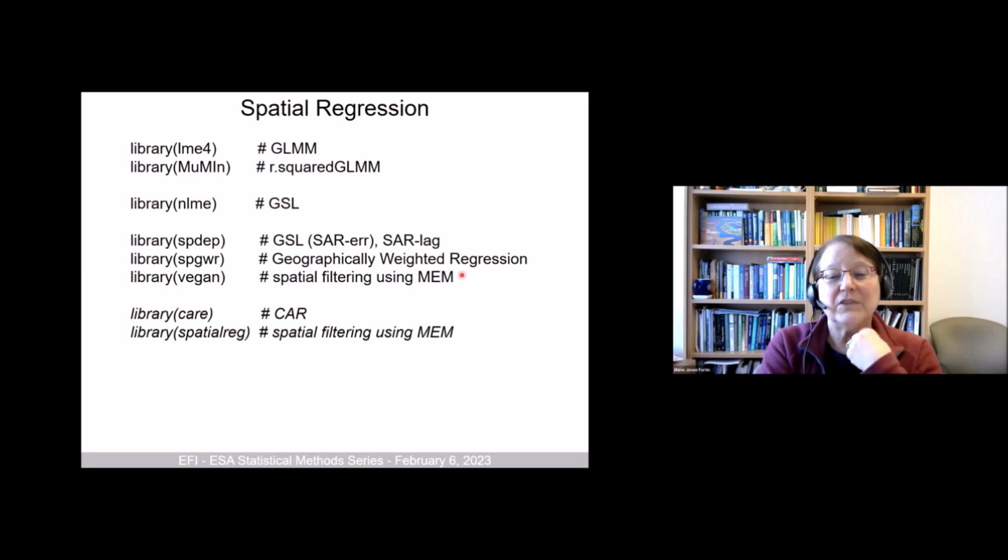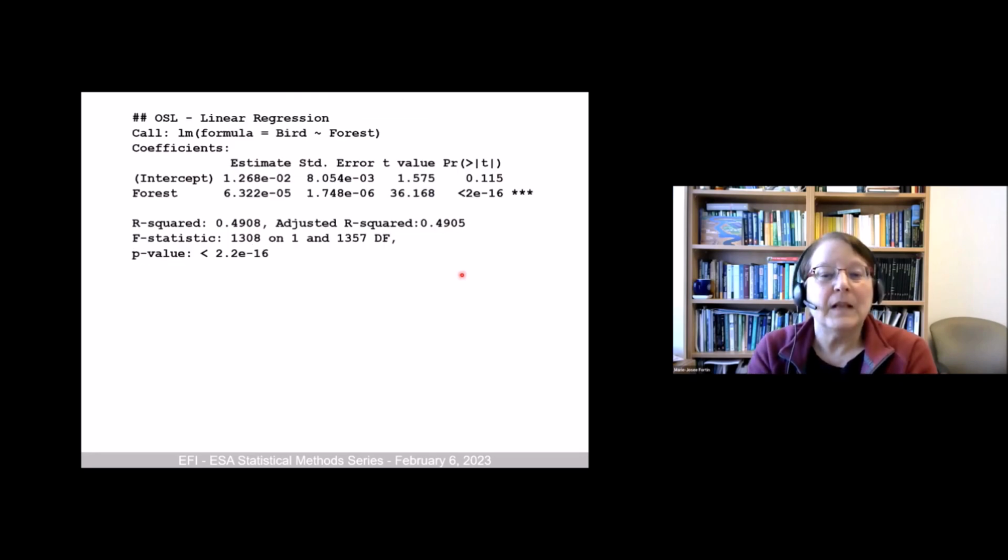Then you have this geographically weighted regression. There's vegan for the Moore eigenvector map. Then for CAR conditional autoregressive model, there's other packages. You can do this more spatial filtering with Moore eigenvector map with spatial regression. And there's maybe a lot of other ones, of course.